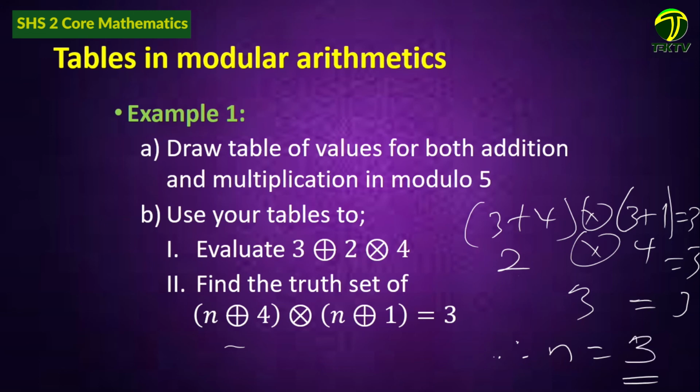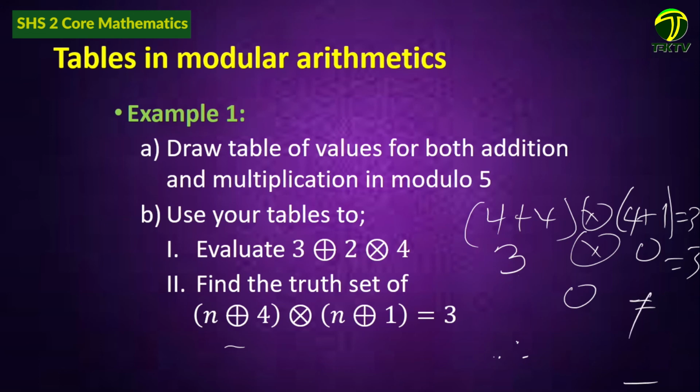Two has given us an answer. Three has given us an answer. Let's check with the last element, which is 4. 4 plus 4 on the table is 3. 4 plus 1 on the table is 0. And now 3 times 0 on the table is 0. But 0 is not the same as the 3 that we have on our right hand side. So since 0 is not equal to 3, it means 4 is not an element. So we had only 2 and 3.